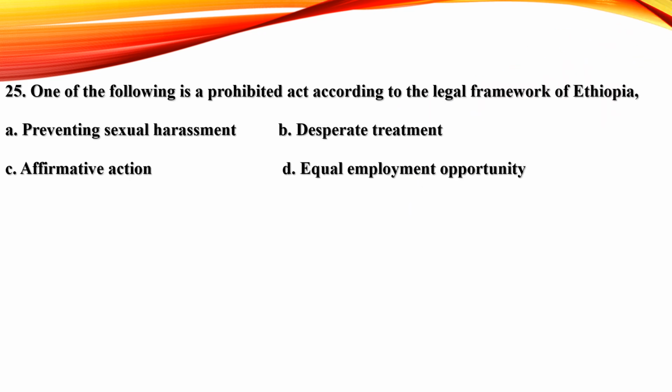Question number 25. Which of the following is a prohibited act according to the legal framework of Ethiopia? A. Preventing sexual harassment. B. Disparate treatment. C. Affirmative action. D. Equal employment opportunity.